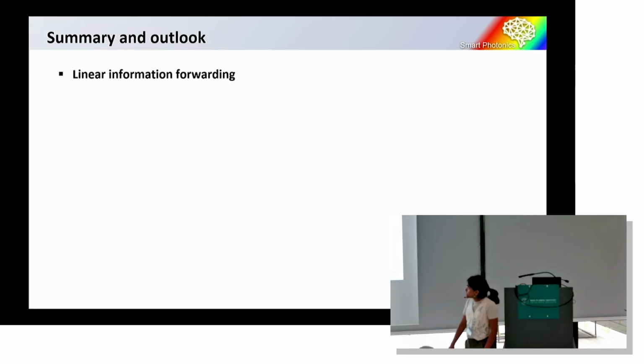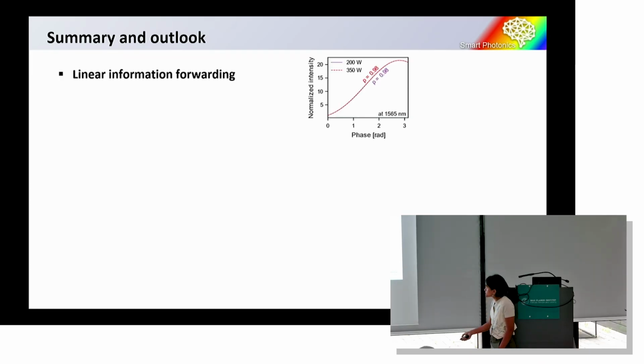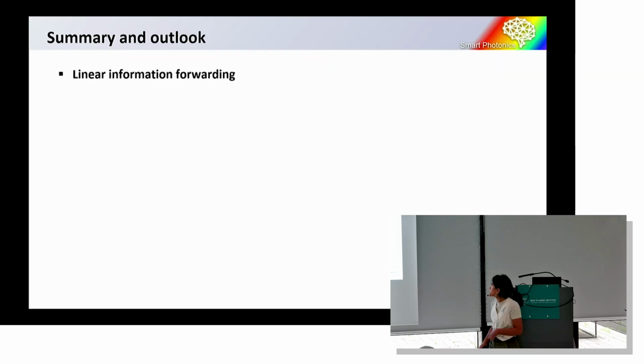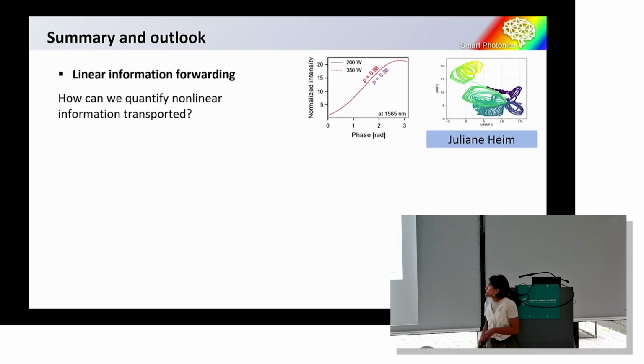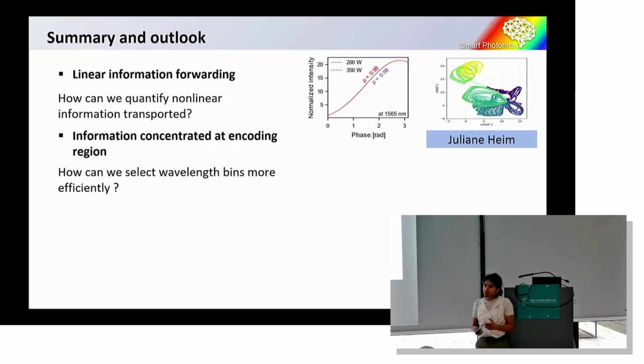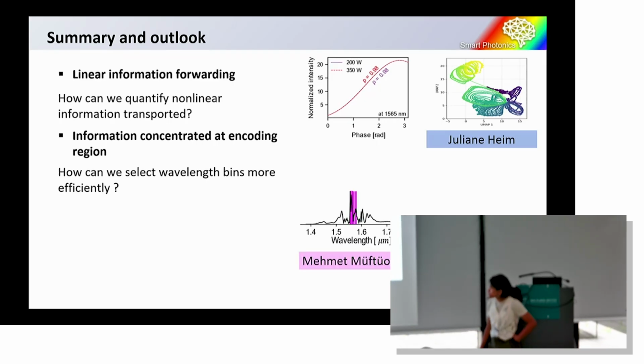Now, for summary, we saw linear information forwarding, and we were able to quantify it using Pearson correlation, but there's also nonlinear information that's being forwarded. And how can we quantify this? To know more about this, you can check out Juliana's poster. We also saw that information is concentrated at the encoding region. And how can we effectively select wavelength bins for the tasks that we use? To know more about this, check out Mehmet's poster.